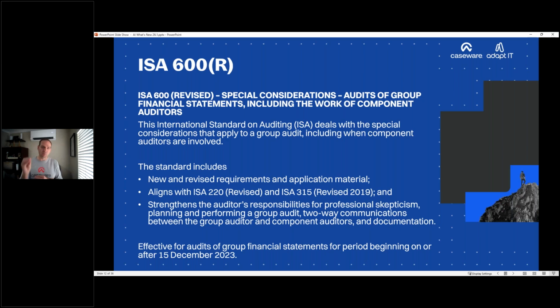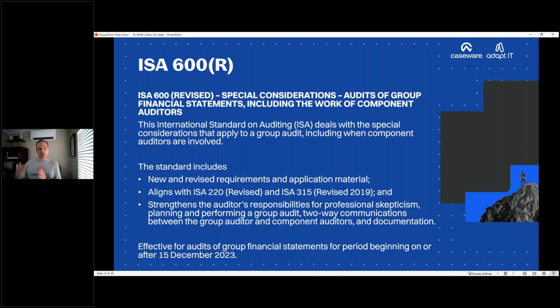Now you need to decide what information you need, what work you want to do, send the instructions out, and then actually perform the work. The two-way communication, you can see, then becomes quite important, and then the documentation between the component auditor and the group auditor is very important. So this is effective for all of the group financial statements periods beginning on or after 15 December 2023.